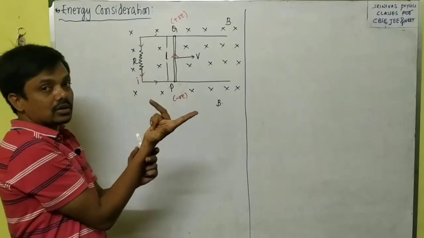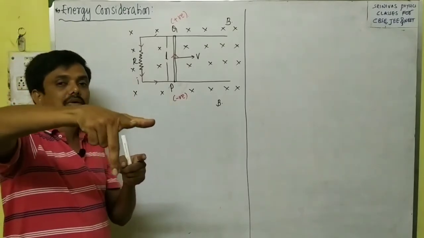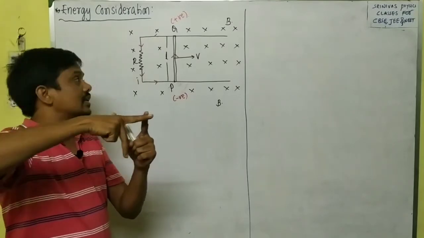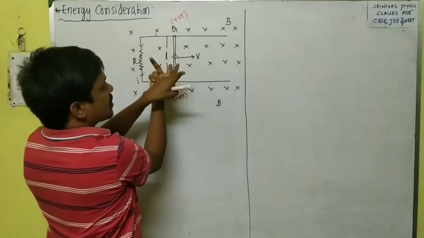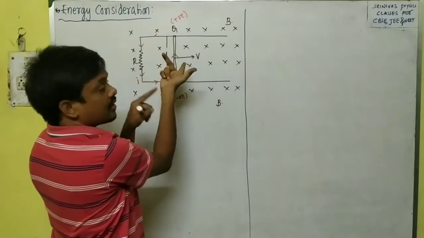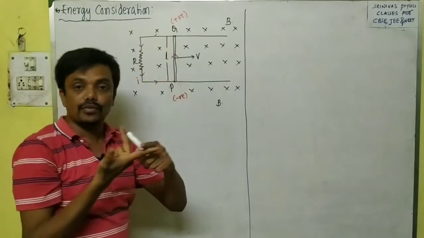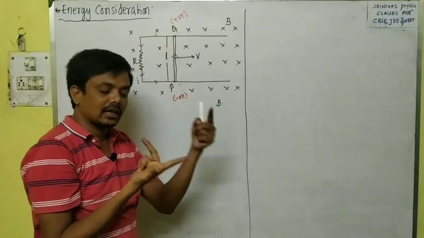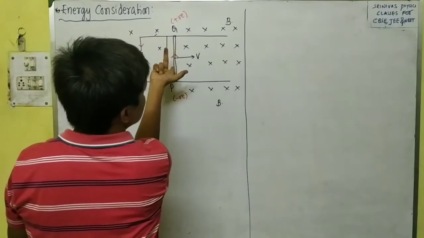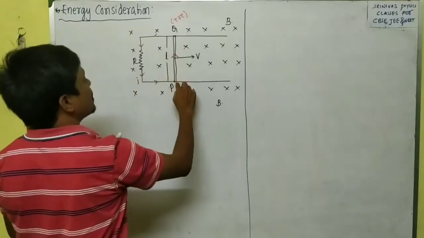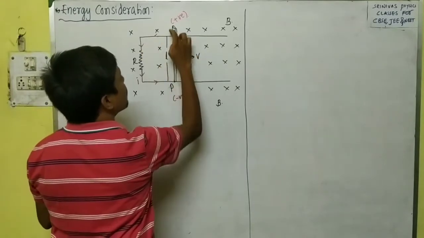According to that, you have to stretch the forefinger, central finger, and thumb mutually perpendicular to each other. Adjust the forefinger in the direction of the field, which is inward, and adjust the thumb in the direction of the motion of the conductor. Then the current is indicated by the central finger. Forefinger field, thumb motion of conductor, central finger induced current. Then the induced current is upward. In this there is no battery, but the current is generated, and that current is upward.